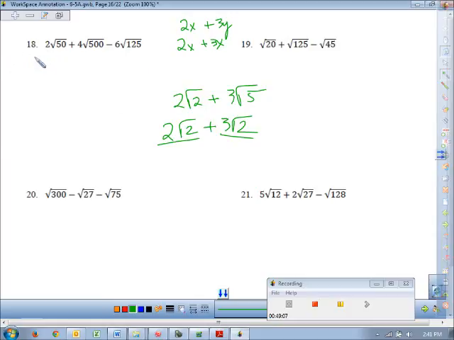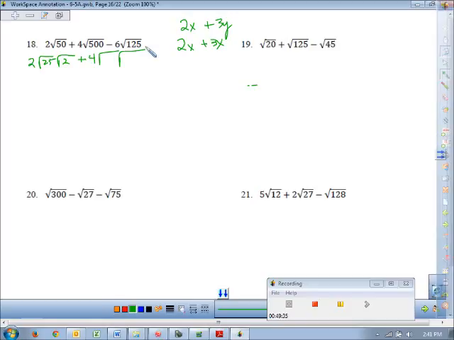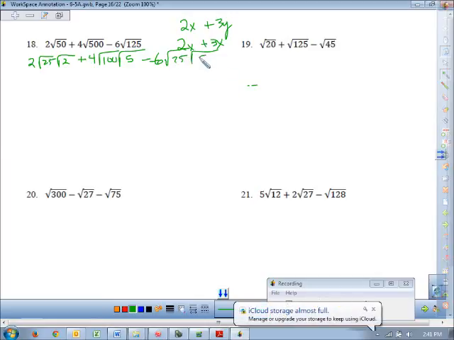I believe we'll just do it like this. Biggest perfect square that goes into 50 is how much? 25. How many times? 2 times. Plus 4. Then we got to split that 500 up. Biggest perfect square that goes into 500 is 100. How many times does 100 go into that? And minus 6. Sorry. Come on, pen. Minus 6 times 2 radicals. Biggest perfect square that goes into 125 is 25. How many times? Cool.